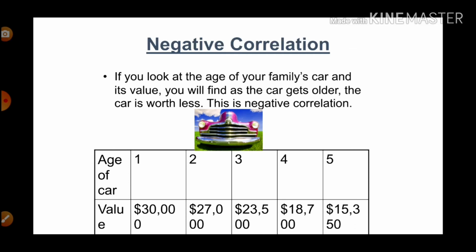Okay, this will be a good example. If you look at the age of your family's car and its value, you'll find as a car gets older, the worth will be less and less. So when you bought a new car, first 1 year old, it was valued a lot. However, as the years go by, like when it gets 5 years old, the value will be less.